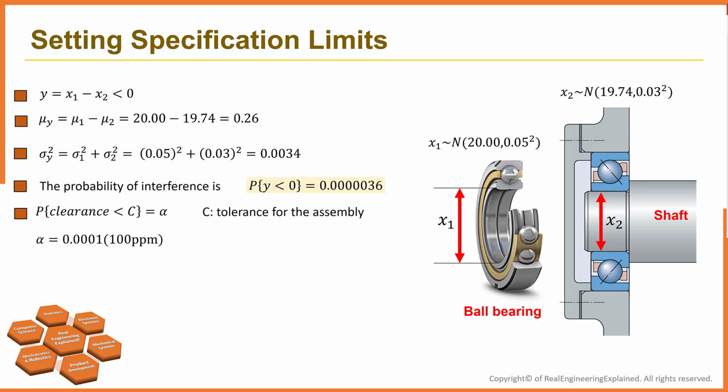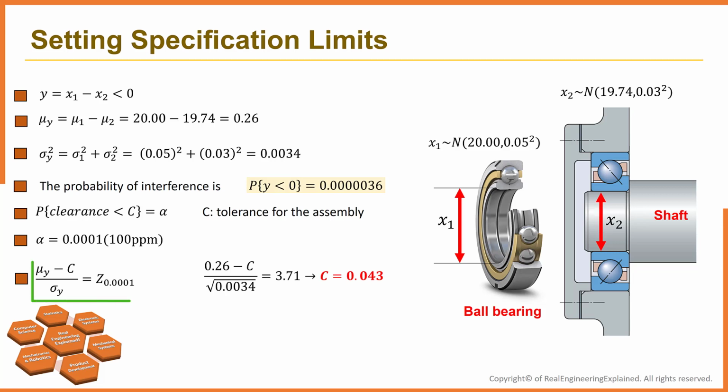In problems of this type, we can define a minimum clearance C such that the cumulative probability distribution of clearance less than C is equal to alpha. The alpha level is defined by the designer as 0.0001, which means 100 defects per million. And C becomes the tolerance for the assembly and can be compared with the design specification. From the Z distribution and having the alpha value, we can find the Z value, which is 3.71.